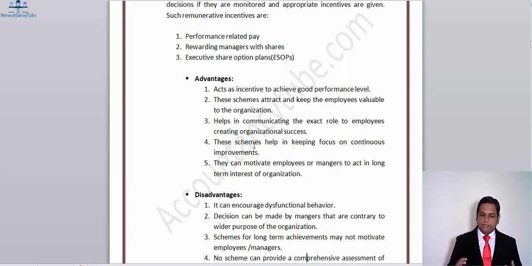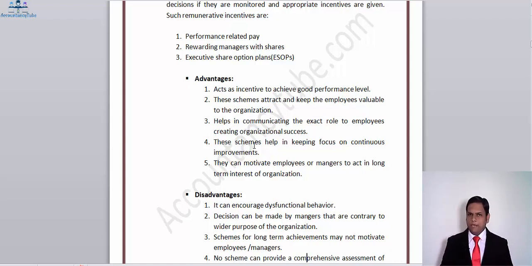Advantages: they act as an incentive to achieve good performance levels. That's the basic thing, obviously the reason why we put this plan in the first place, to get the best out of them. Now, the second advantage, schemes attract and keep the employees valuable to the organization. If those directors, instead of moving forward or going into bigger companies, tend to make the company in which they are at a director level a big company, and if they have an intention of doing that, then these schemes help keep them in our organization. It helps communicate the exact role to employees, creating organization success.